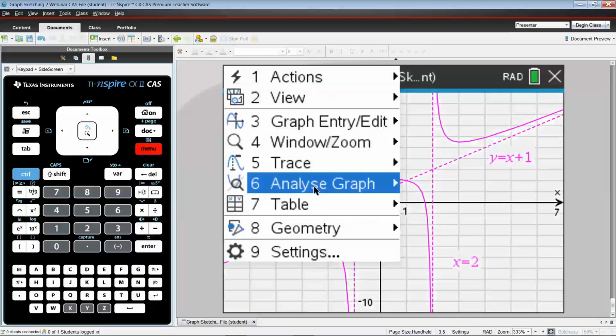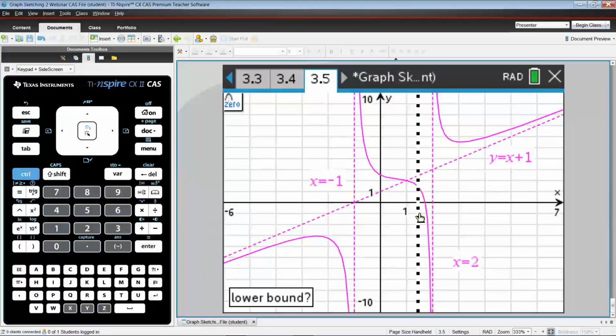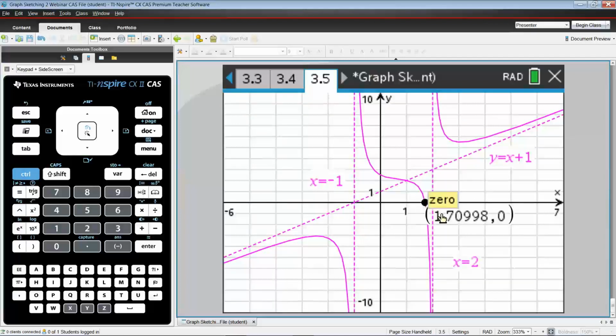Menu 6 for analyze and 1 for zero. It's going to ask you which graph because there's multiple graphs over here. I'm going to click, of course, the main graph here. Lower bound, click somewhere to the left. Upper bound, click somewhere to the right. And there we go. So that's the approximate value for cube root 5.